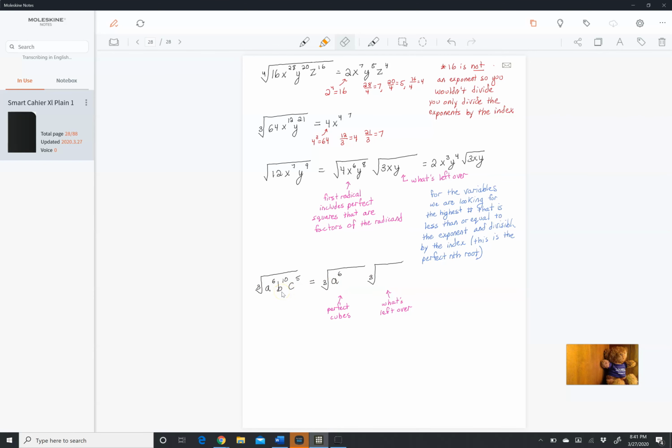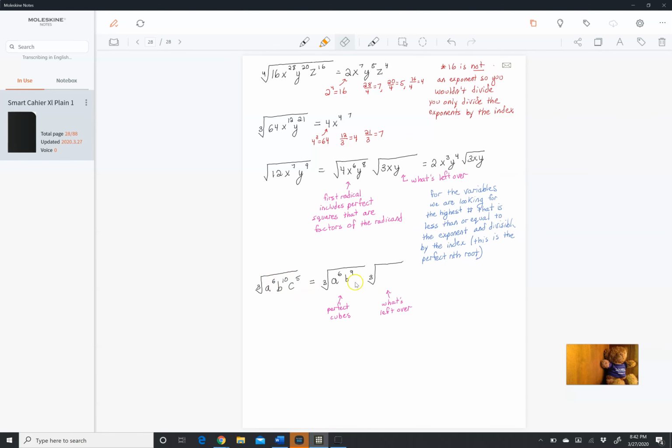Now we're going to do the same thing with b to the 10. So we start with 10. 10 is not divisible by 3. So we're going to go down by 1. 9. 9 is divisible by 3. So under this first radical, we're going to put b to the 9th.